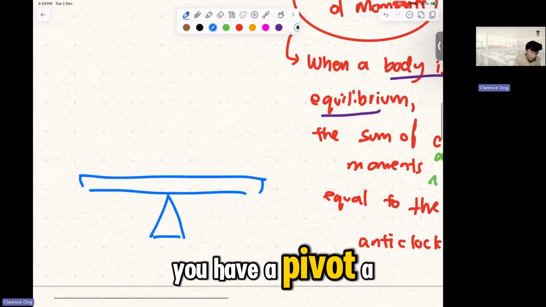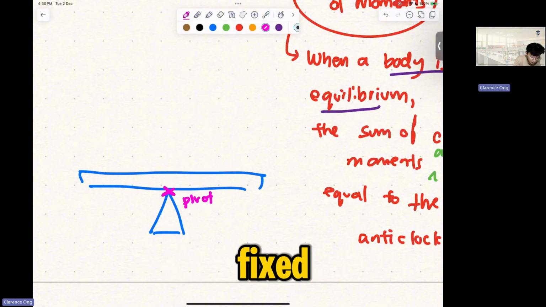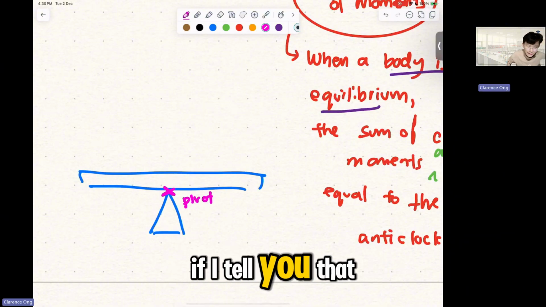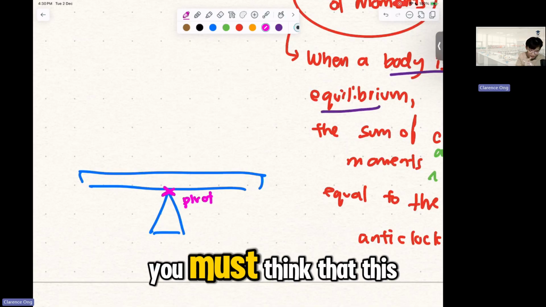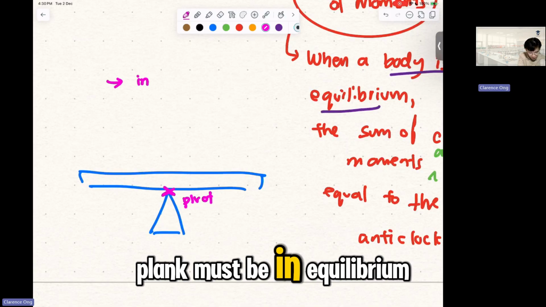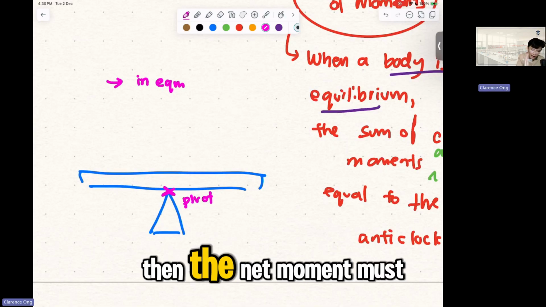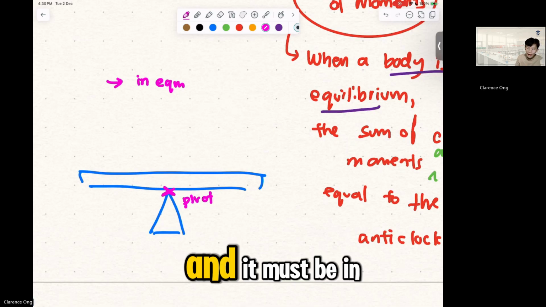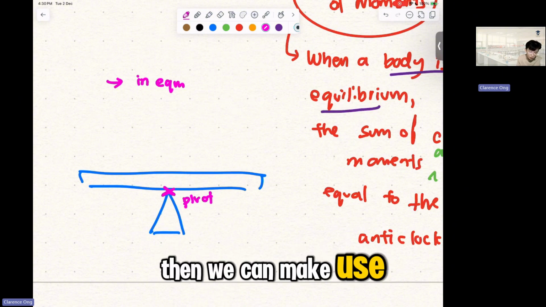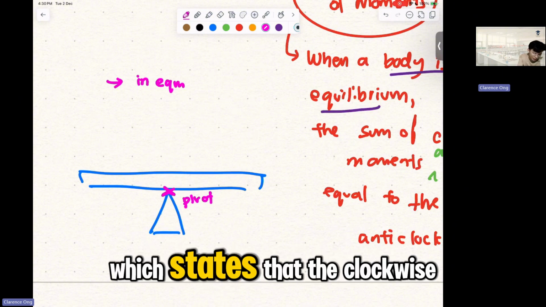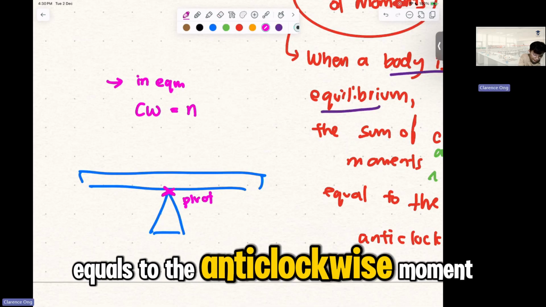Let me give an example so that we can understand this a little bit better. You have a pivot, a seesaw over here. Okay, this is the pivot point. So this point must be fixed. If I tell you that this plank is not moving, straight away you must think that this plank must be in equilibrium. Because if it is not moving, then the net moment must be zero. And it must be in equilibrium. So if it is in equilibrium, then we can make use of the principle of moments, which states that the clockwise moment equals the anti-clockwise moment.